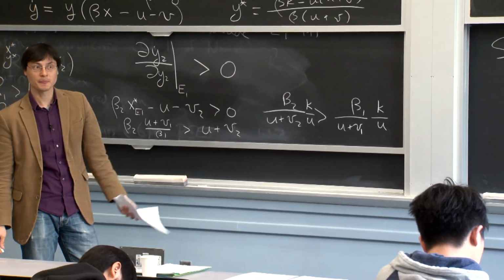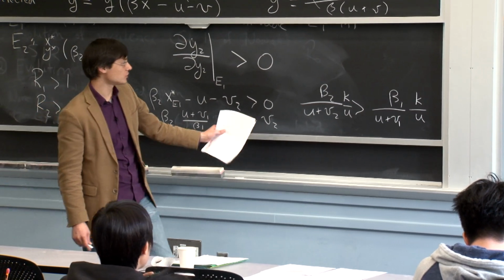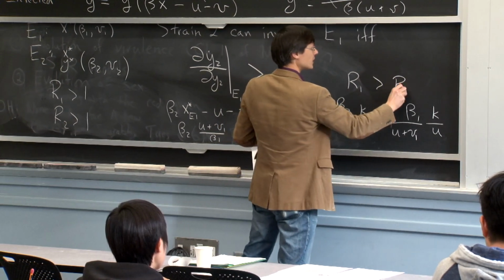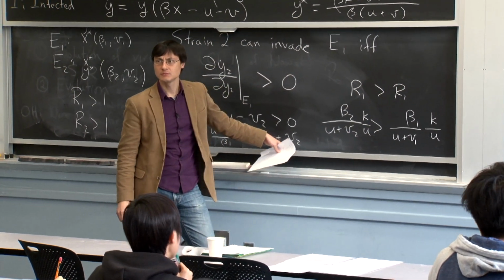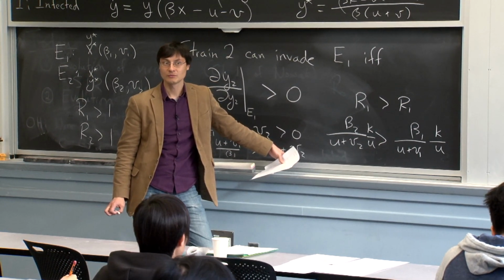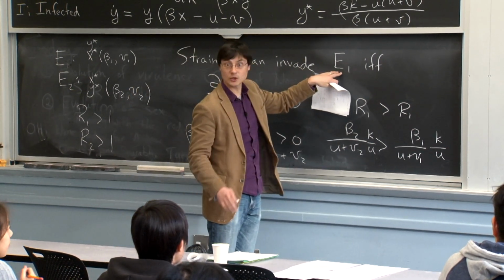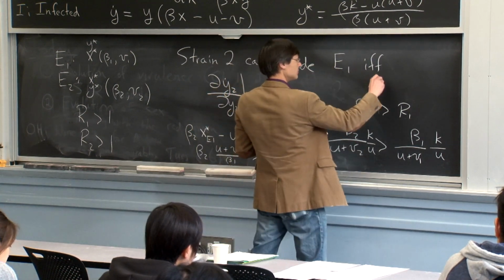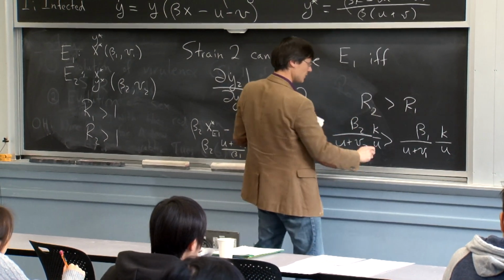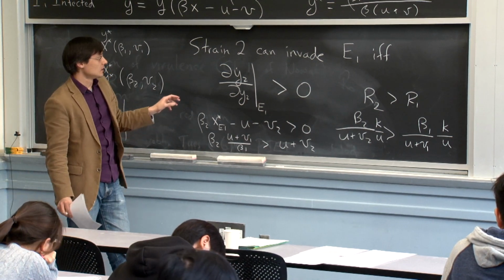OK, so what does this say? R2 is greater than R1, right? And what were we trying to calculate? How did we get started on this math? Right, we wanted to ask, strain 2 can invade the equilibrium 1 if and only if... Oh, sorry. R2 is greater than R1. All right. Now, that's interesting, right?